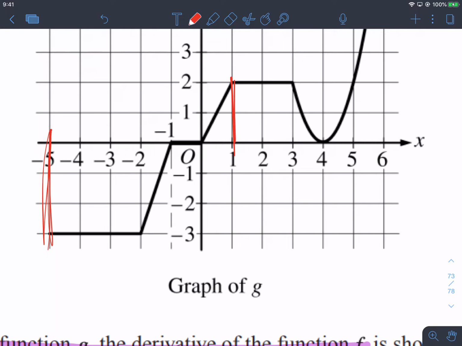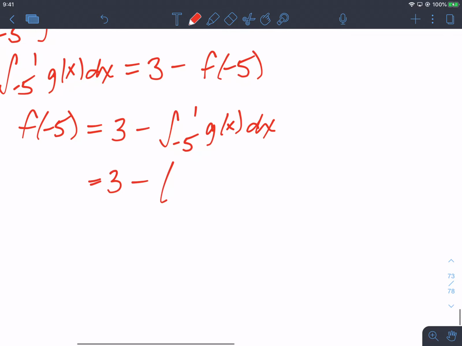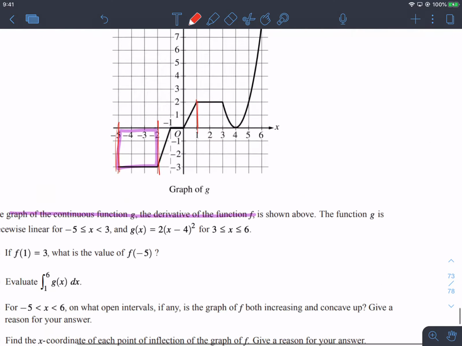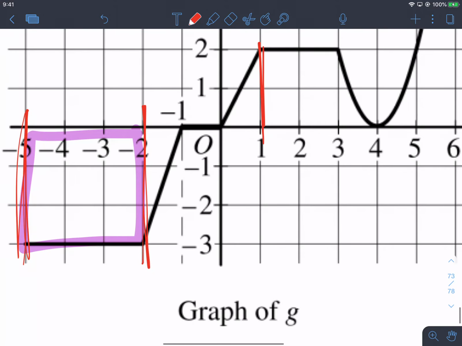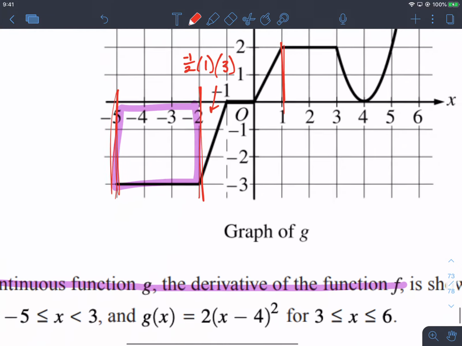All right, so let's break this up into some shapes. I've got a square here that I'll use. That's a 3 by 3 square, so that's just 9. It's underneath the x-axis, so it'd be negative. The next shape I would come across is this triangle. This triangle is beneath the x-axis again, and it's 1/2 base times height, which would be 3. So this area is -3/2.